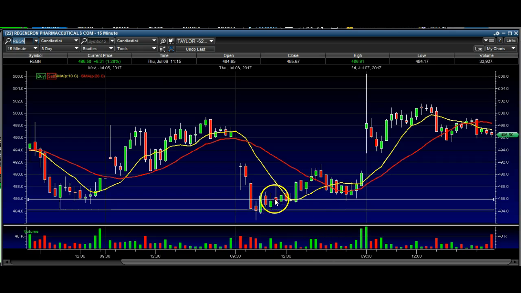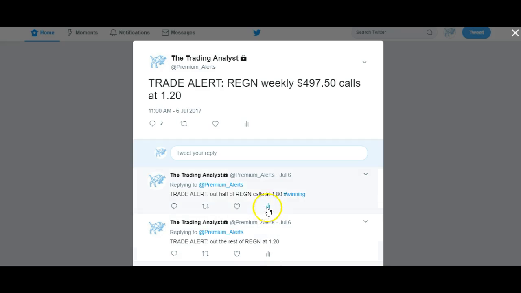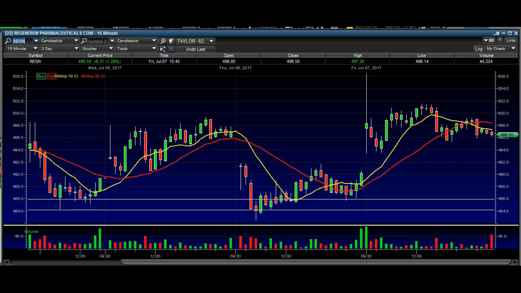And our targets were up here. The first target was the high near the open of the day. That's where we took partial profits right here on this candle, near the highs of that candle before it ended up breaking down. So that was where we took profits on half of those contracts. I alerted it here, trade alert, out half of the REGN calls at 180, and that was a 50% win on half of the contracts. So it was a really nice win for us, and a really nice day trade.